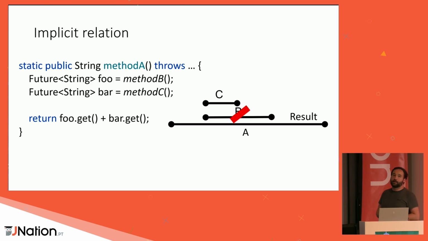And now the same thing happens. Method B throws an exception. But what happens is that method C just happily continues running. It isn't really bothered that method B throws an exception. Method A also doesn't really care.